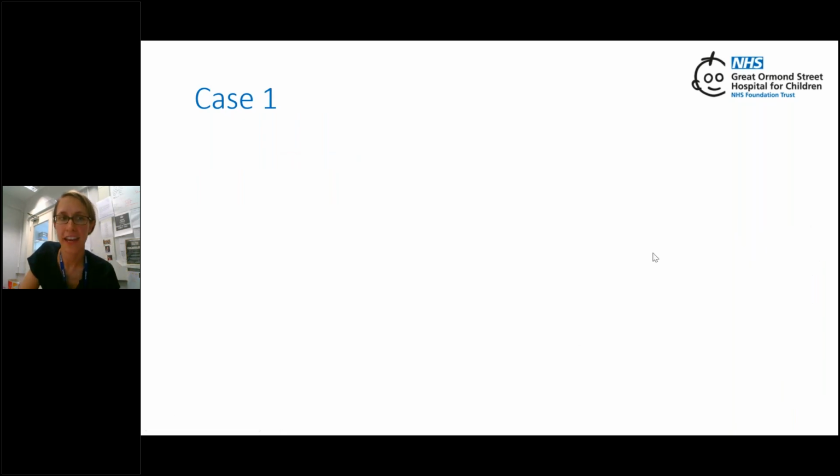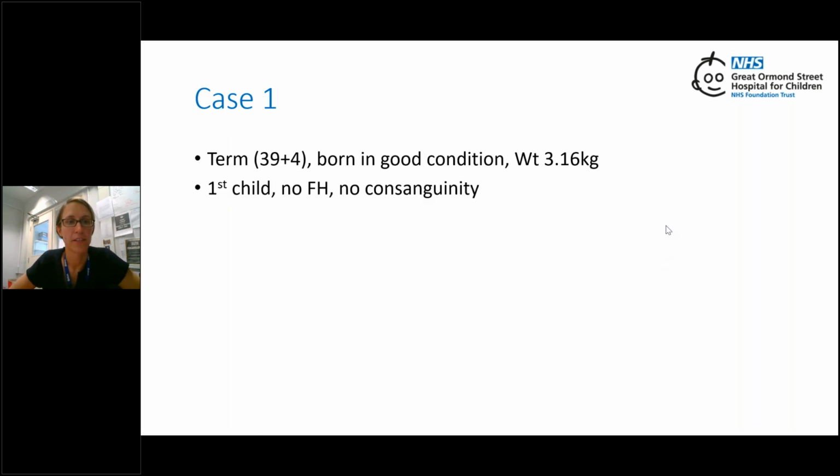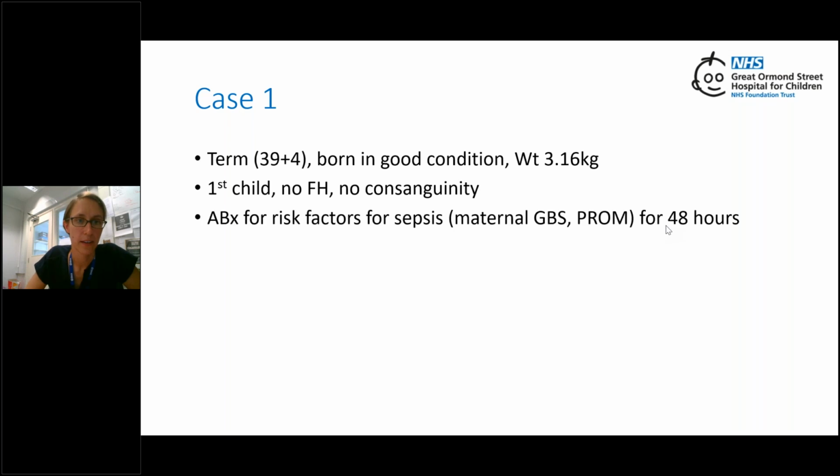And I want to start with a case, just to make it a little bit more clinically relevant. So this was a little boy who was born at term, in good condition, with a weight of 3.1 kilos. He was the first child to non-consanguineous parents, and there wasn't any significant family history. He had some antibiotics for risk factors for sepsis, and they were discontinued after 48 hours following a negative blood culture.